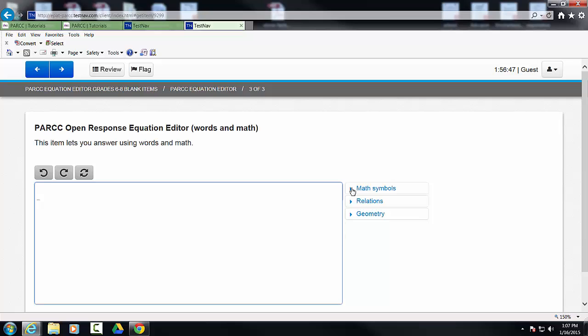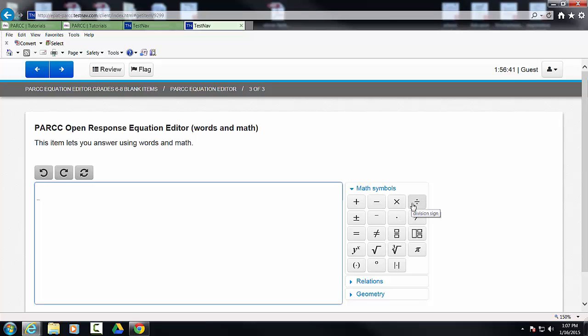Okay? So if I expand the math symbols: the plus sign, the minus sign, the times sign, division sign, plus minus sign, negative sign, times dot, division slash, equal, not equal, fraction, mixed number, power, square root, cube root, constant pi, parentheses, degree sign, and absolute value.